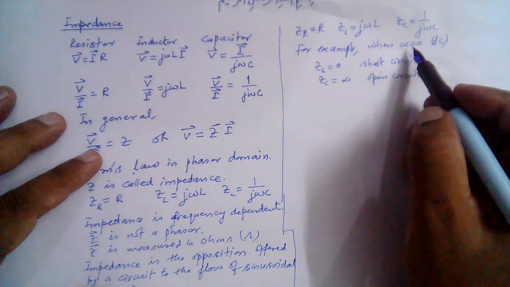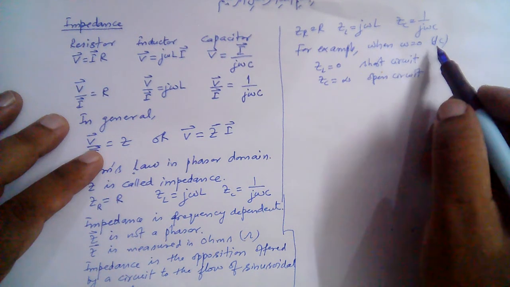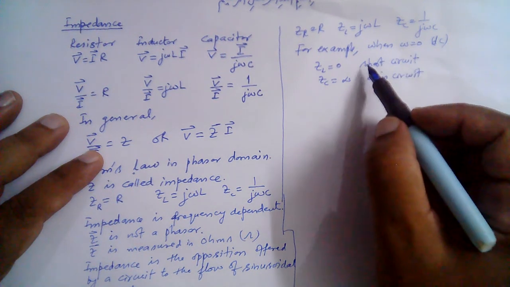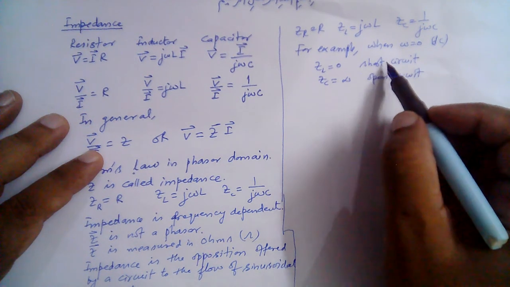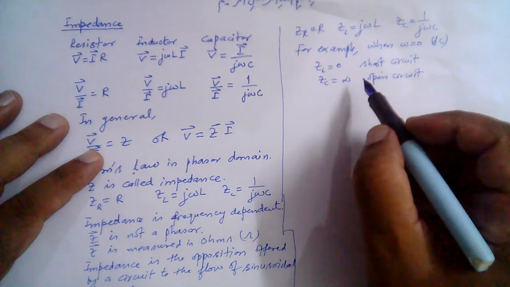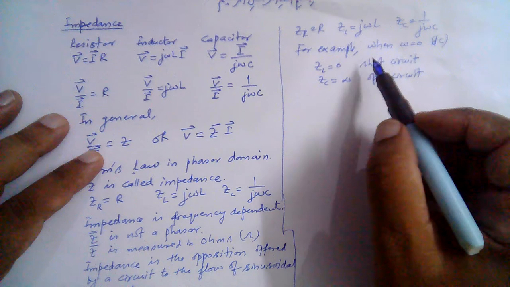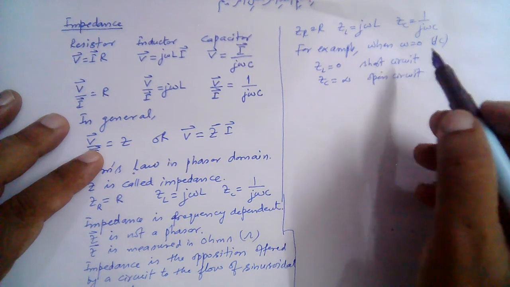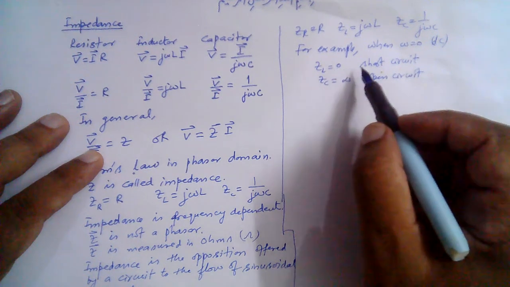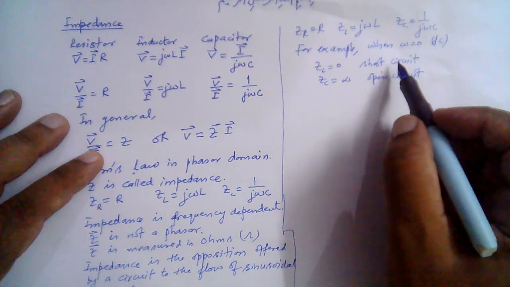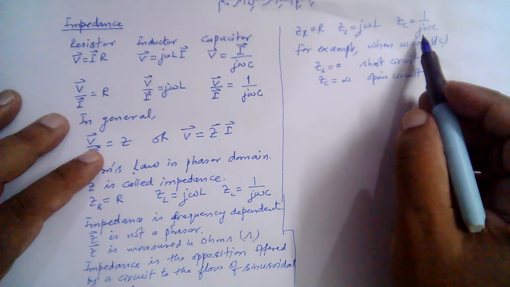So when omega is equal to 0, when the angular frequency is 0, or in other words, when we have a DC source, then the inductor behaves as a short circuit to the DC source, and the capacitor acts as an open circuit to the DC source. Or in a similar manner, we can say that at low frequencies, the opposition offered by the inductor is small, and the opposition offered by the capacitor to the low frequency is high.